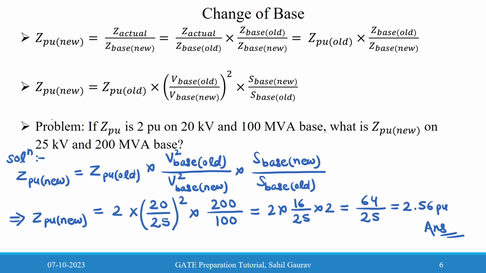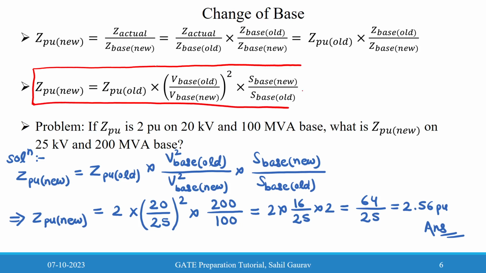So you can directly find this Z per unit at the newer base by using this expression. This is also a very important expression. The proof of this expression is just one line, which is given at the top of the slide. Now based on this expression, we are going to solve one problem here.